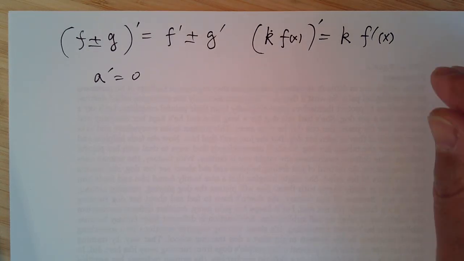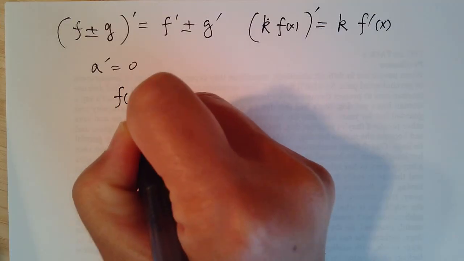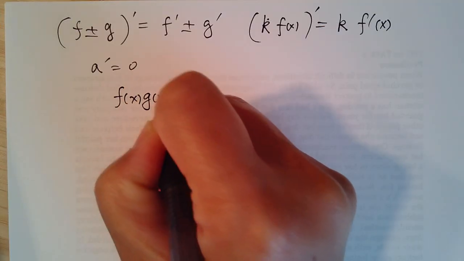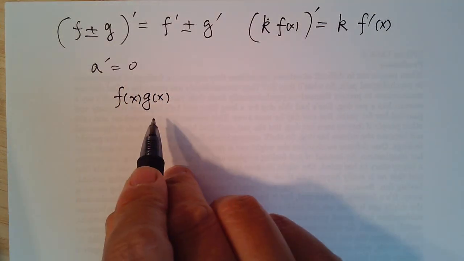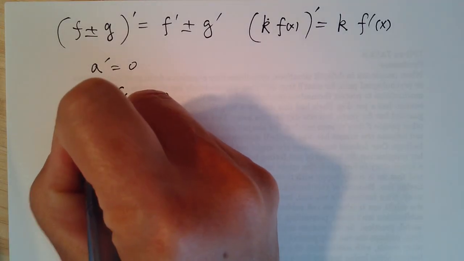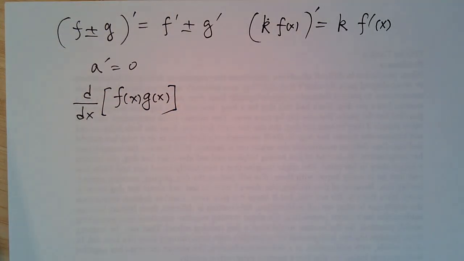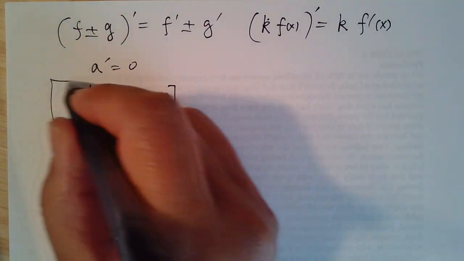Now we're going to learn something new. It's called the product rule. So you have f of x and g of x. If you have this product of two expressions, or of two functions, what is that derivative? Okay, so that is what we're going to learn today.